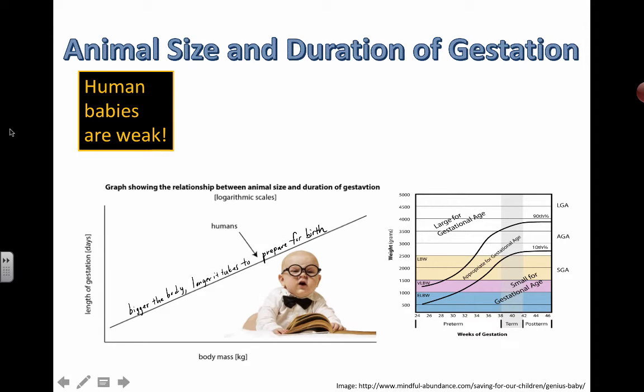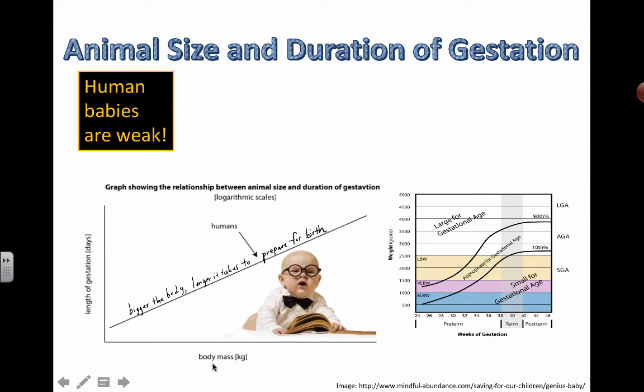Here is a graph here. There would be a lot of dots representing the different species on there, but if you plot a correlation line, you pretty much get this thing here. The bigger the body, the longer it takes to actually prepare for birth. So pregnancies are actually longer as a result of the average adult body mass size.